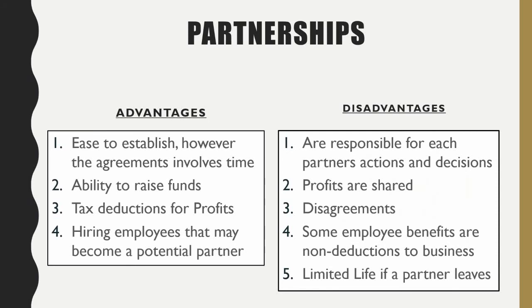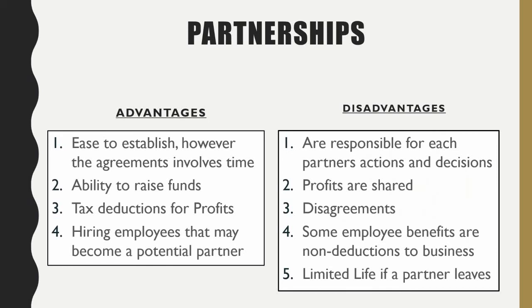Second thing is, obviously profits are shared. You're not ever going to claim the profits all 100%. So again, it is going to be shared. Third thing is you're going to have disagreements. Every partner has a disagreement. Okay? There will be disagreements.